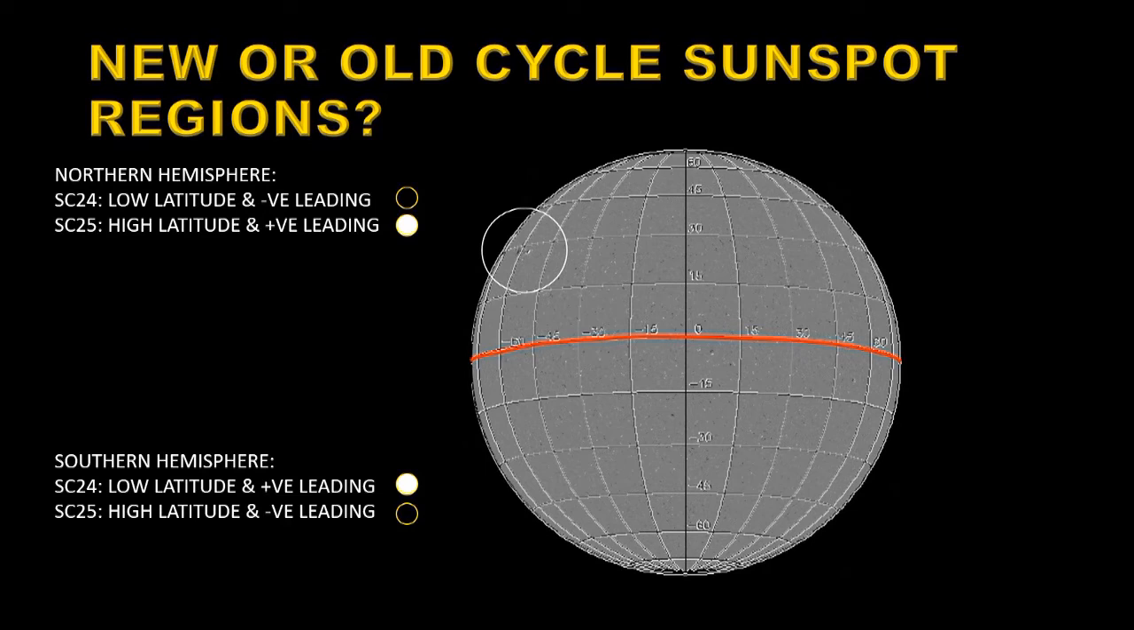In the other hemisphere, that's reversed. If you have positive leading and it's close to the equator, then it's likely to be solar cycle 24. And if it's negative leading and at high latitude, then it's likely to be solar cycle 25. Now these polarities reverse during the solar cycle. That's why we can tell the difference between them. So this region that we're looking at is definitely solar cycle 25. And you can do that for all of the regions that come on the sun.